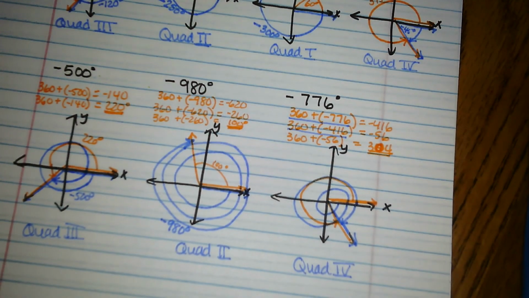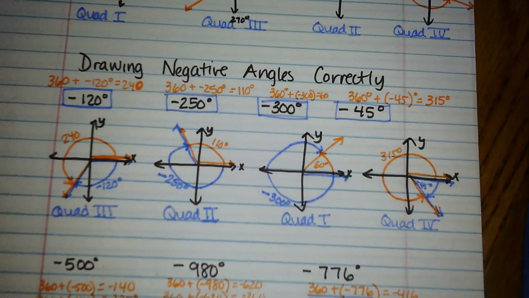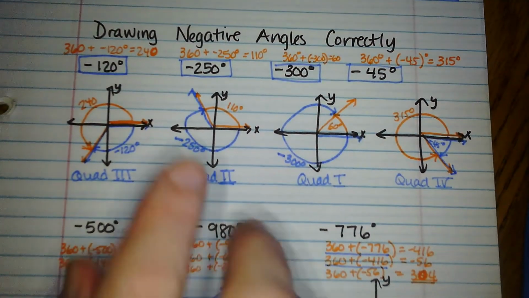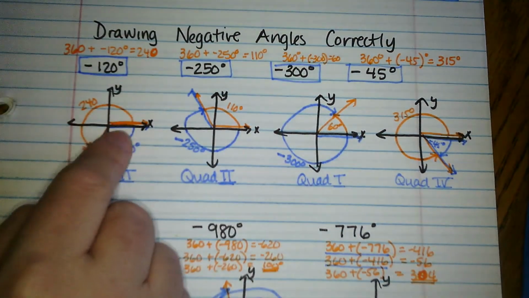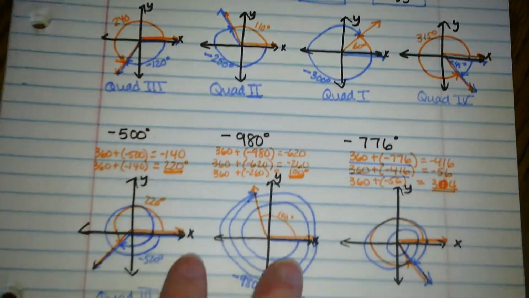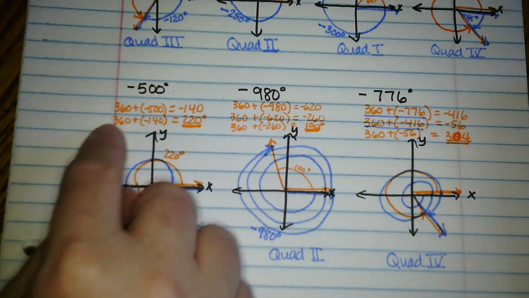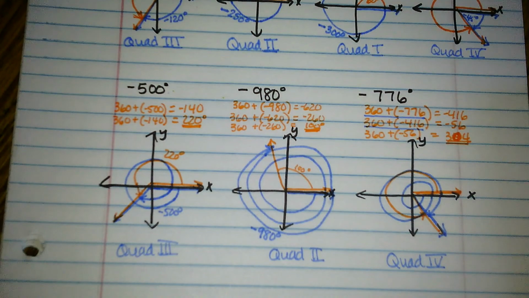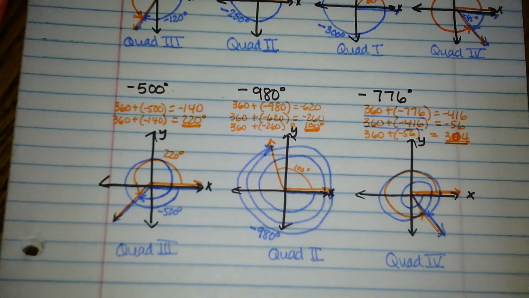So that pretty much gives you how to draw negative angles correctly by adding groups of 360 to figure out where the positive part is. When you have multiple rotations, they can get a little confusing or annoying, but to me, I found that's the best way to do them.